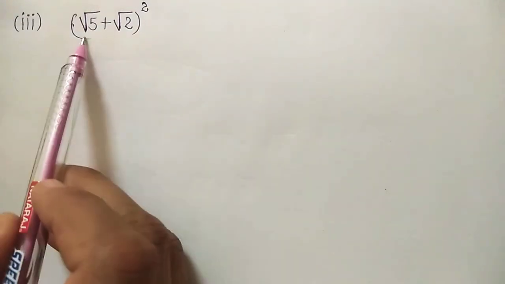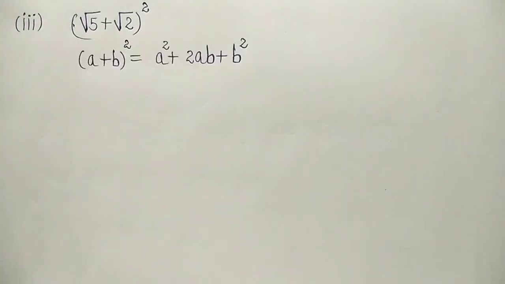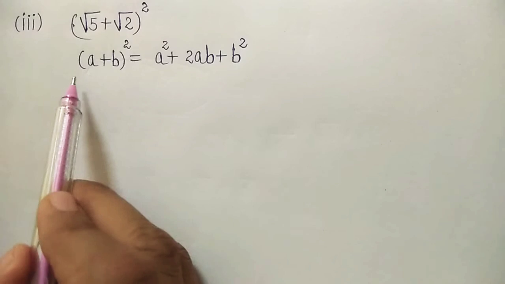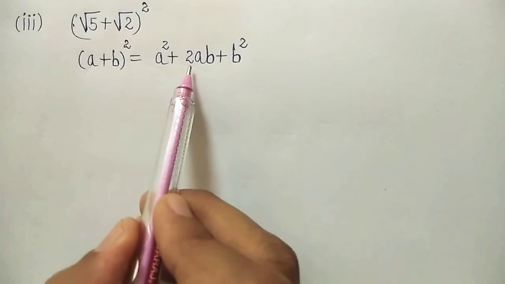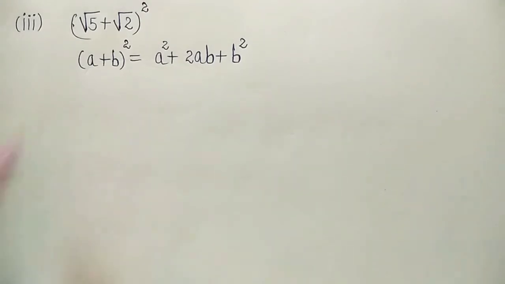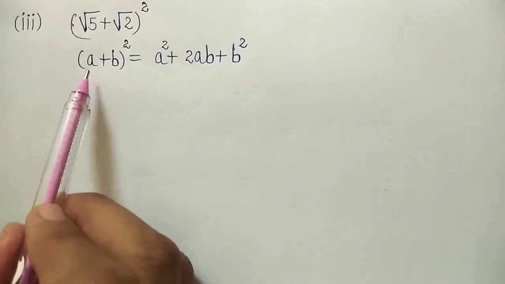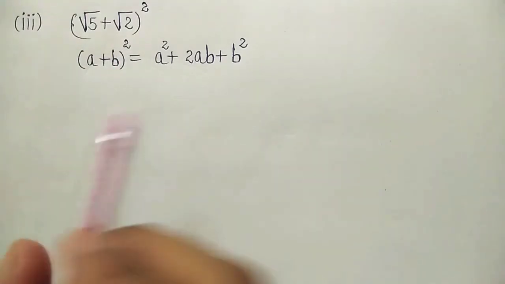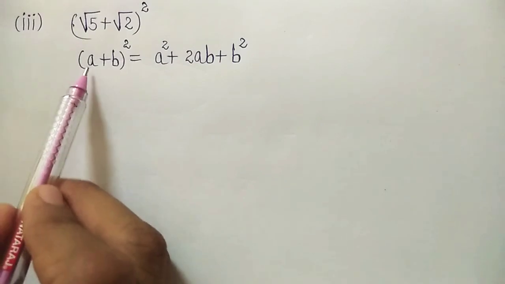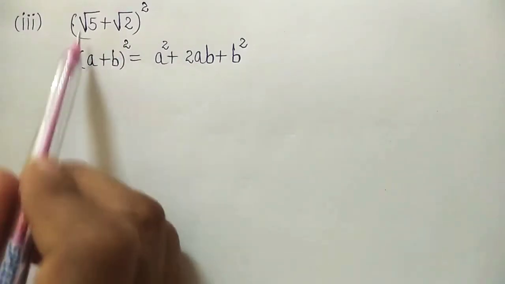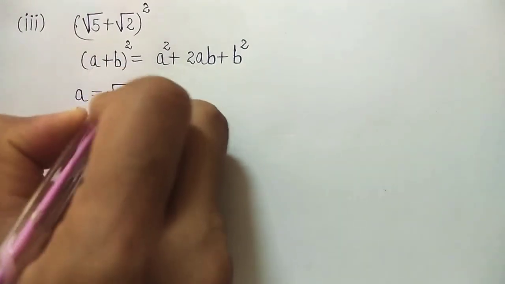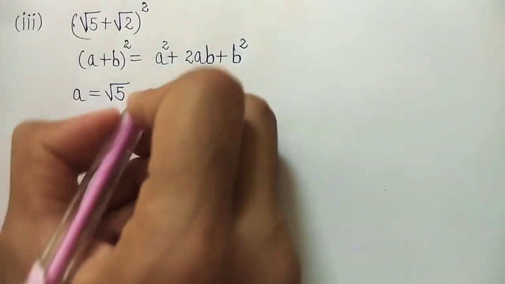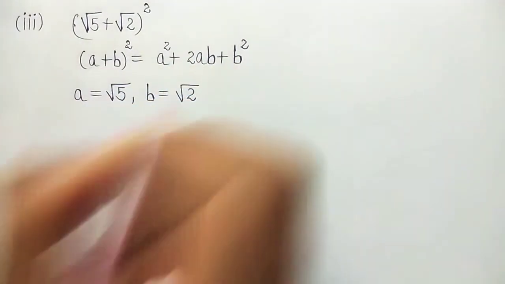Next is square root 5 plus square root 2, whole square. We have learned an identity that a plus b whole square is equal to a square plus 2ab plus b square. Here we have a bracket similar to a plus b whole square, so we will use this identity. What is a here? What is b here? Let us compare these two and find. A is square root 5. B is square root 2.